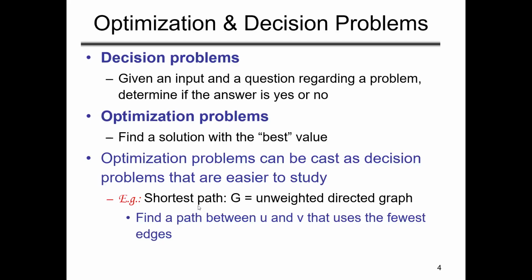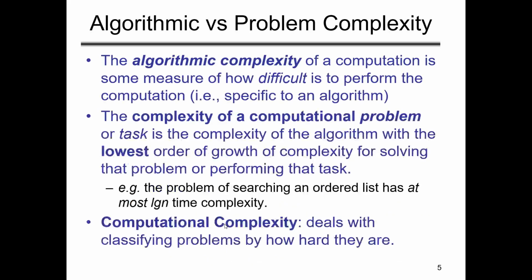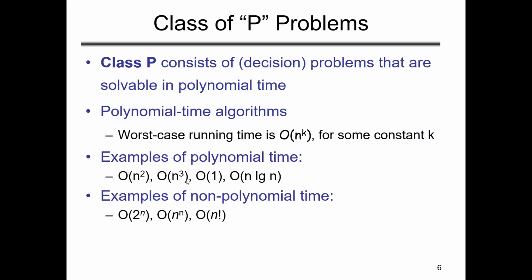Example, shortest path. You get an unweighted directed graph and you want the shortest path. Find a path between U and V that uses the fewest edges if it's unweighted. If it's weighted, you might want the total to be least. Does a path exist from U to V consisting of at most k edges? Algorithmic complexity and so on, you could look at those. You should know about those things now.